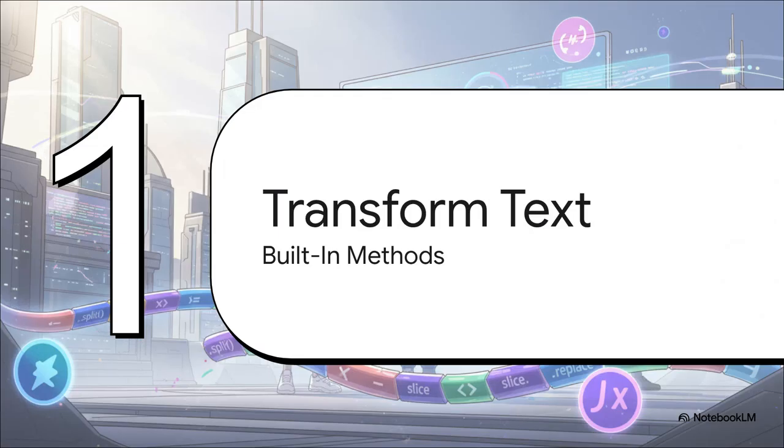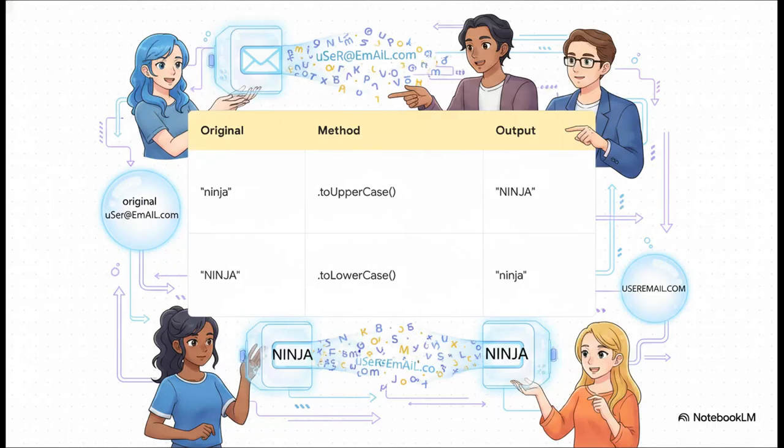Which brings us to Section 3. Transform text like a pro using methods. Now that we can measure strings and validate their size, let's look at how we sanitize and change them. The absolutely crucial point here is that methods are essentially functions built directly into the string object. Let's say a user types their email address in a wildly chaotic mix of uppercase and lowercase letters, and you need to save it cleanly to the database.